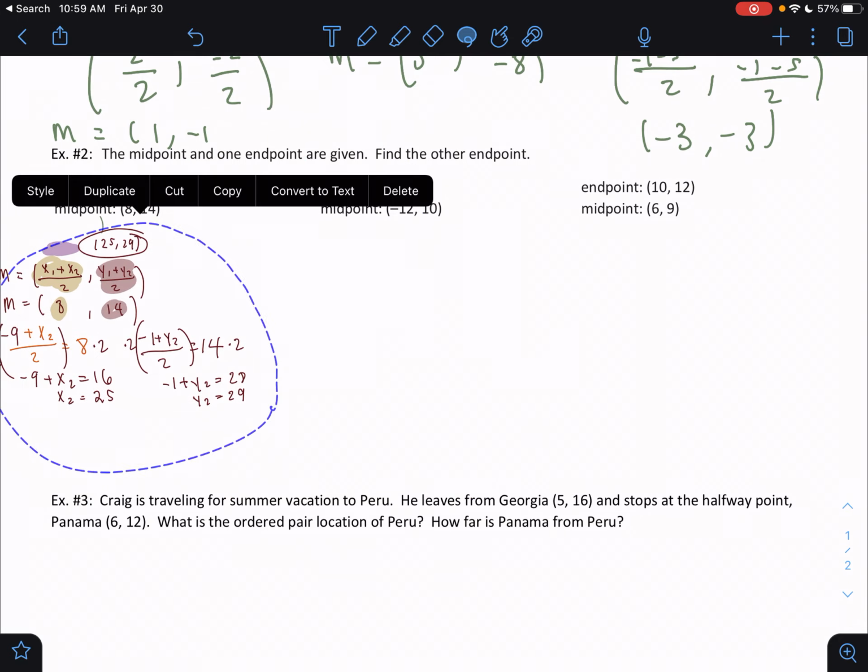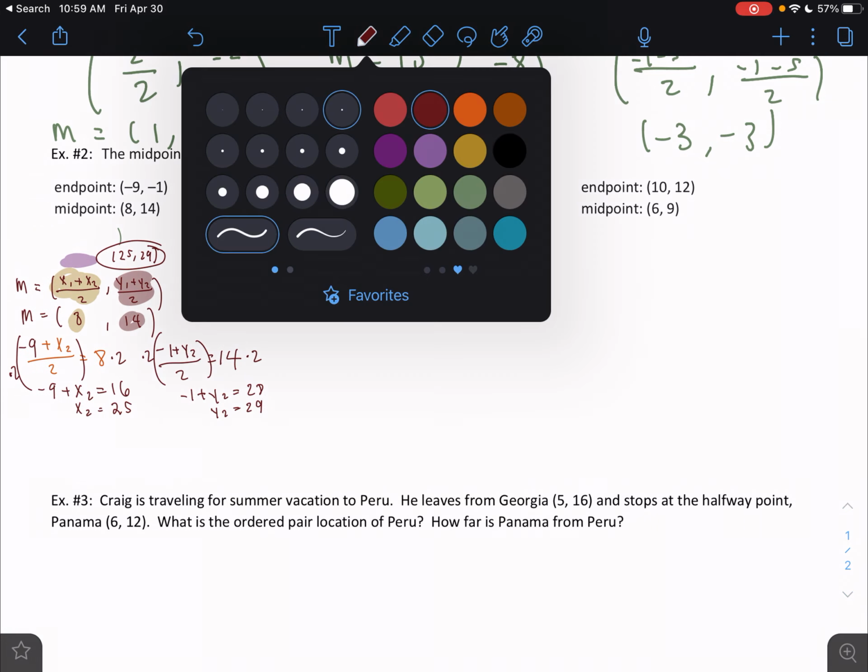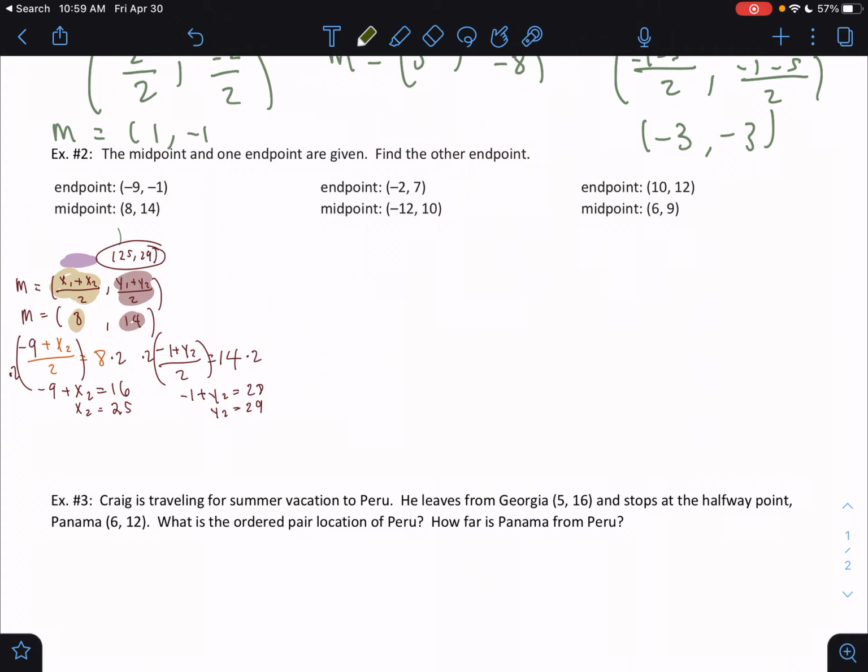Move this over here so we have enough room for our next problem. So that's kind of the formula way. There's also kind of a visual way that you can think about it. I'm going to show that for the second one here, if this makes sense to you. If not, just use the formula.